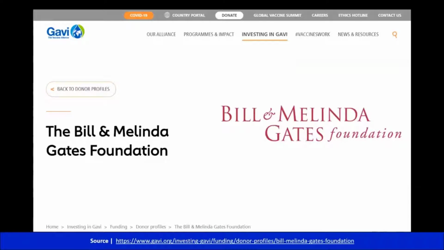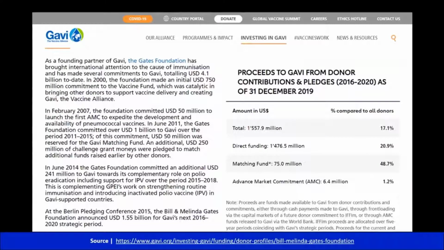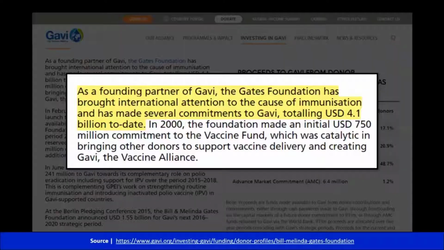So here's Gavi. Here's the website, gavi.org, if you want to check it out. If you look under investing in Gavi, look whose logo is there. The Bill and Melinda Gates Foundation, right at the top of the page. I'm like, well, why is that? How much do they invest exactly? A little bit farther down the page, if you scroll down, you'll find this block. It says, as a founding partner of Gavi, the Gates Foundation has brought international attention to the cause of immunization and has made several commitments to Gavi, totaling US dollars $4.1 billion to date.